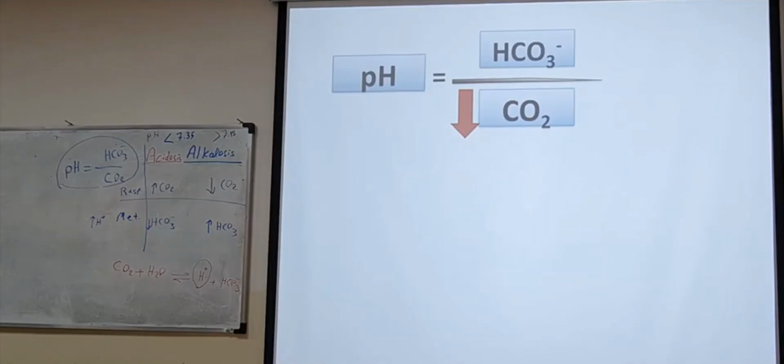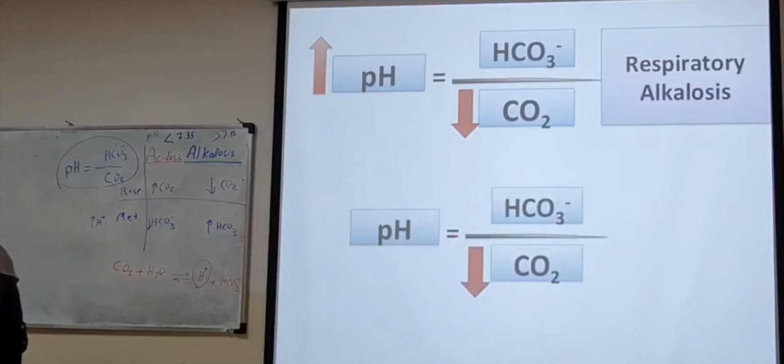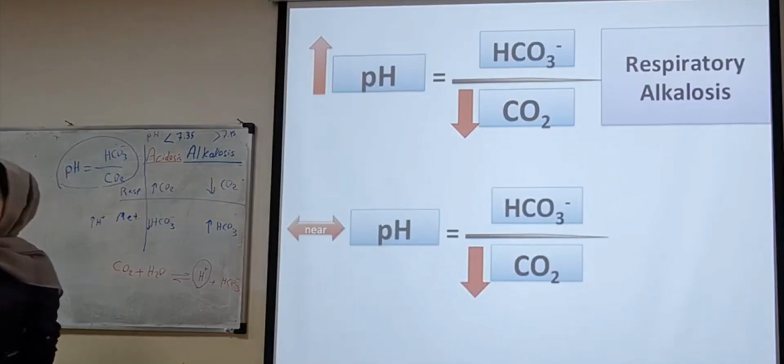Hyperventilation, a respiratory cause. When the pH increases, it means alkalosis, and when the CO2 decreases, it means this is from respiratory causes. So what is this abnormality? Respiratory alkalosis. When we have a decrease in CO2 and a near-normal pH, what is this abnormality?